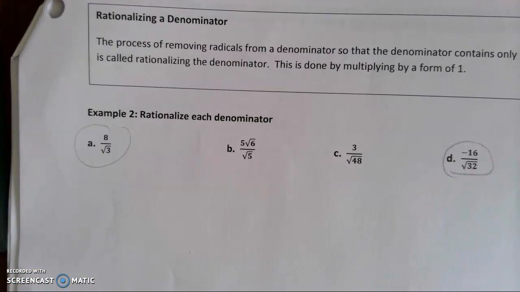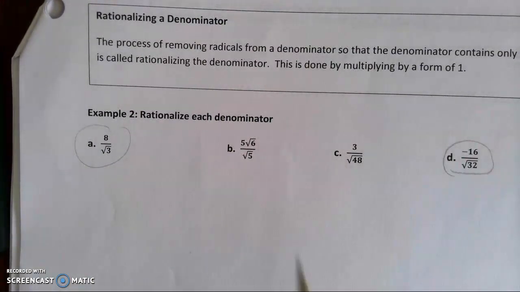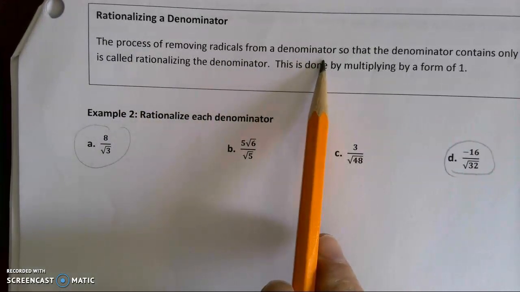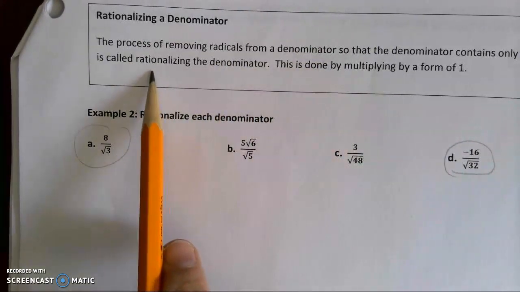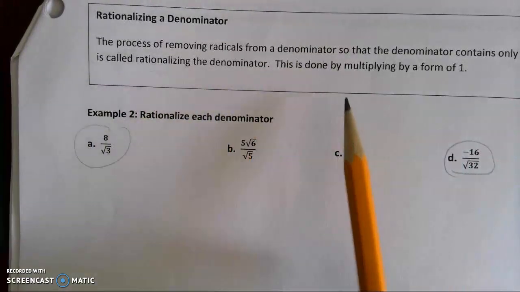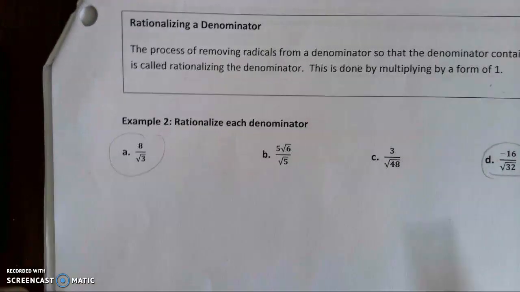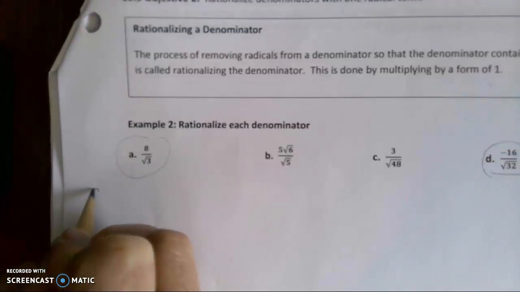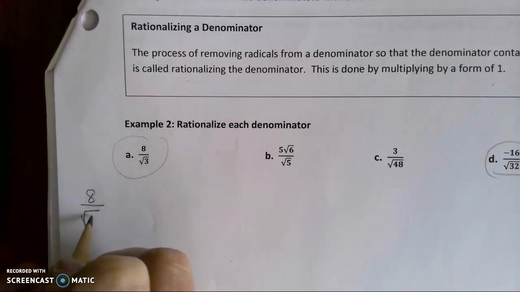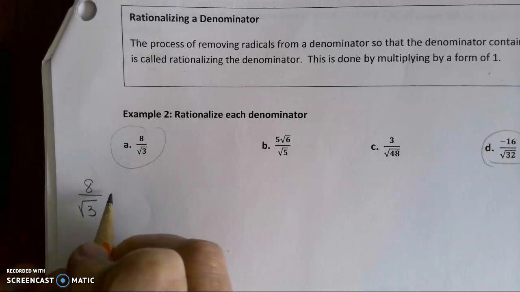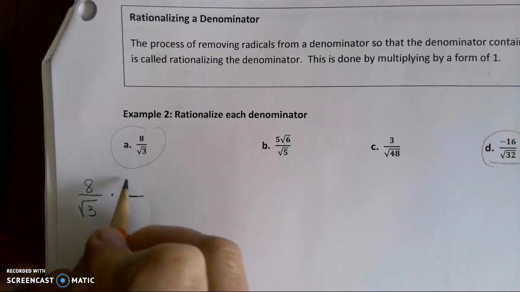I'm going to do the problems that are circled. There's 2 up here and there's 1 below here. The process of removing radicals from the denominator is what they call rationalizing the denominator, and we do this by multiplying by a form of the number 1. Looking at this first one, it's not in simplified radical form because there's a square root of 3 in the denominator, and that's not allowed. So I'm going to multiply by 1.